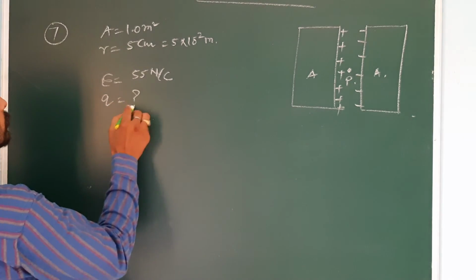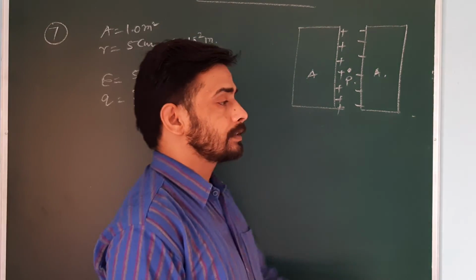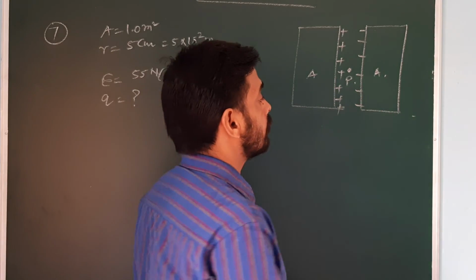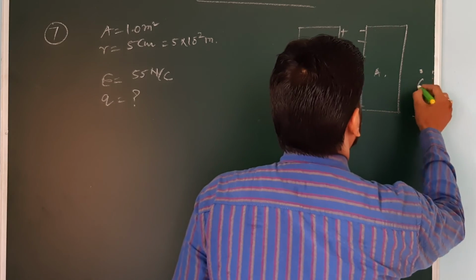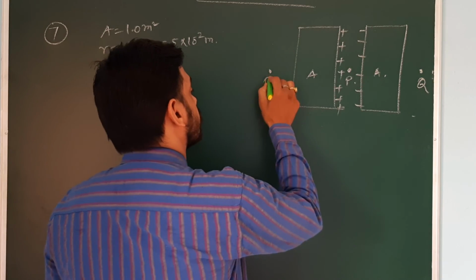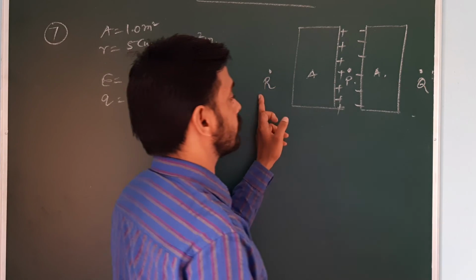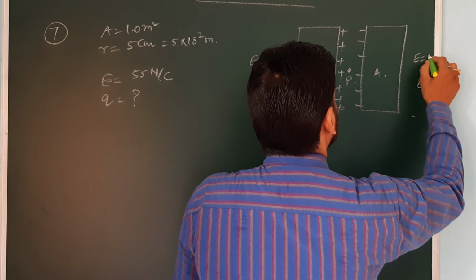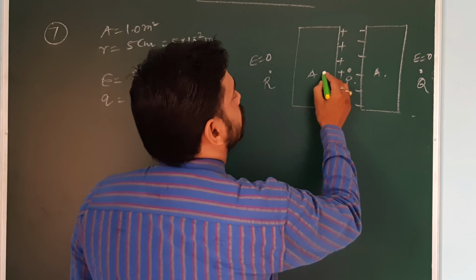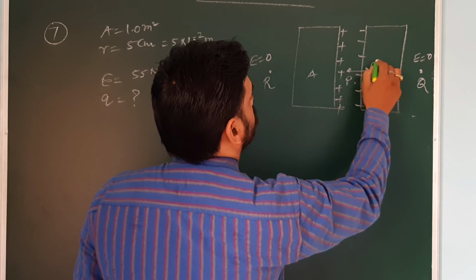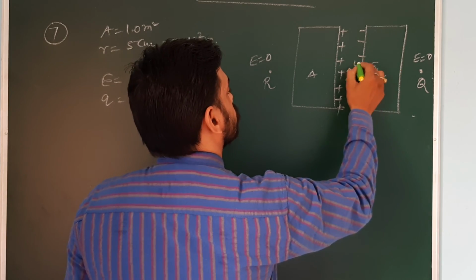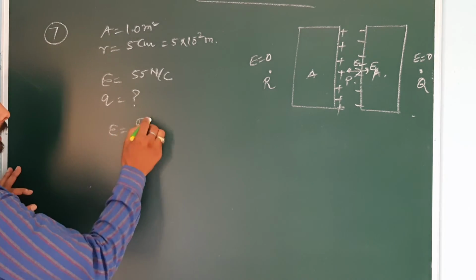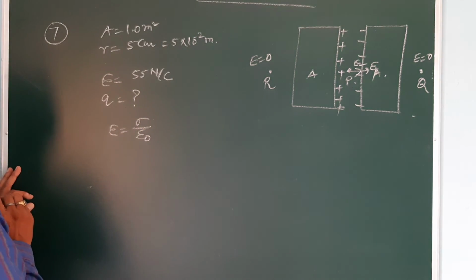Very good question. You know that if the plates are oppositely charged, then outside, at the left side of the plate, point R, and at the right side, point Q, the electric field will be zero. Everybody knows. And what will be at this point? Due to this charge the intensity is E1, and due to that charge it is E2. So the net electric field E, we can directly write, is sigma by epsilon naught.